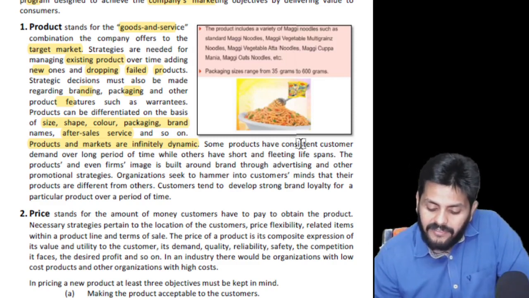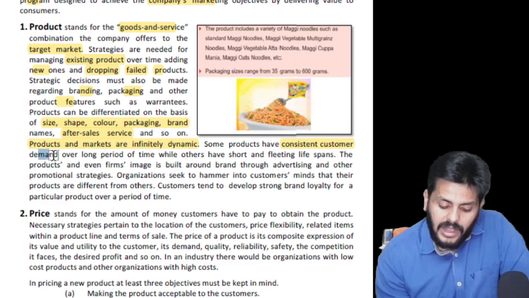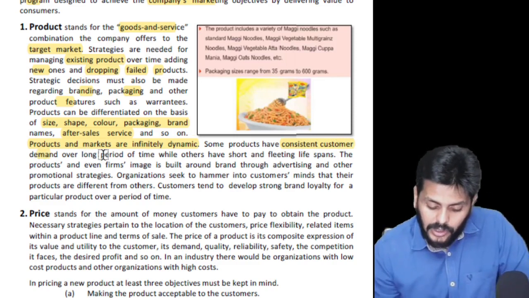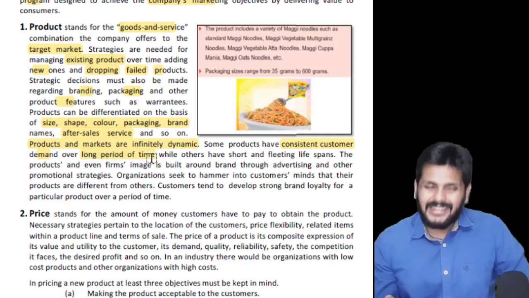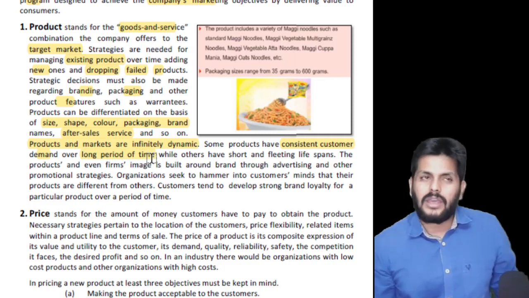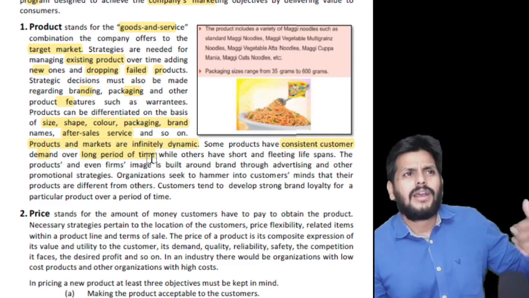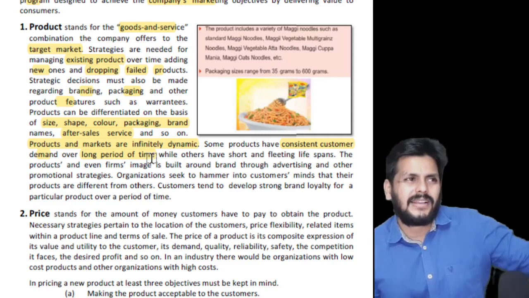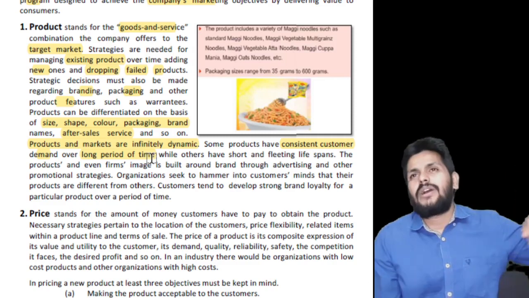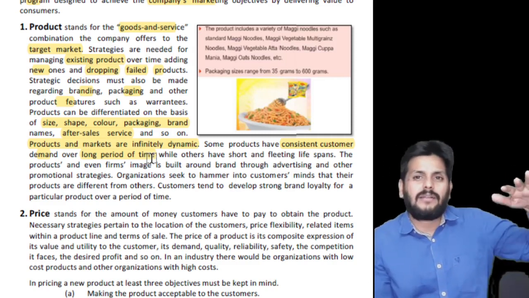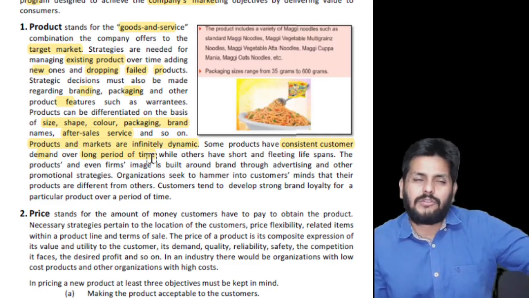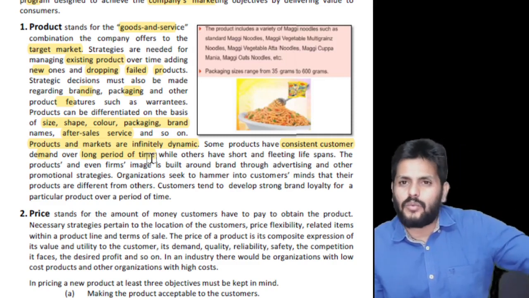Some products have consistent customer demand over a long period of time, while others have short and fleeting lifespans. They come and go. Maybe they are seasonal, like mangoes. I'm just giving you an example of mangoes. Nowadays, through artificial processes, they are keeping mango in some conditions whereby it's available throughout the year, so I might not sound right in that example, but mango is a seasonal fruit. So like that, some have short and fleeting lifespans. They are there for 1 or 2 months and then gone.